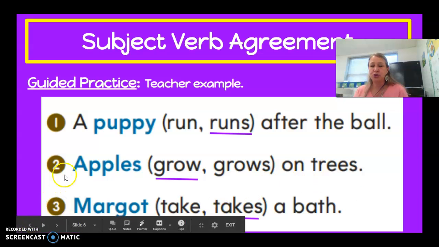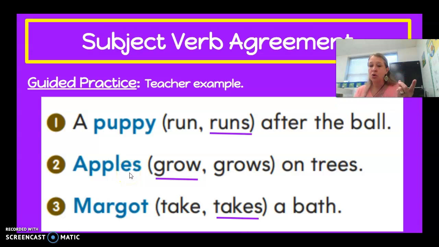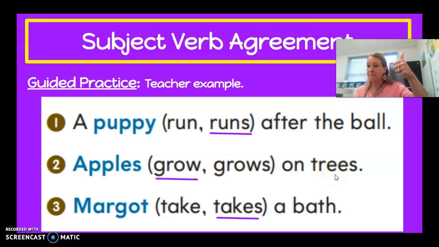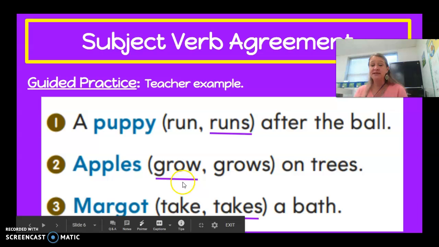What about number 2? Apples. Does that mean one or more than one? More than one. So if you have more than one apple, you don't add an S. If there's already an S at the end of the word and it means more than one, then don't add another S. Apples grow on trees. Thumbs up if you think I did that one correctly. Yep. Everybody? All right. You are correct. Apples grow is the correct subject-verb agreement.